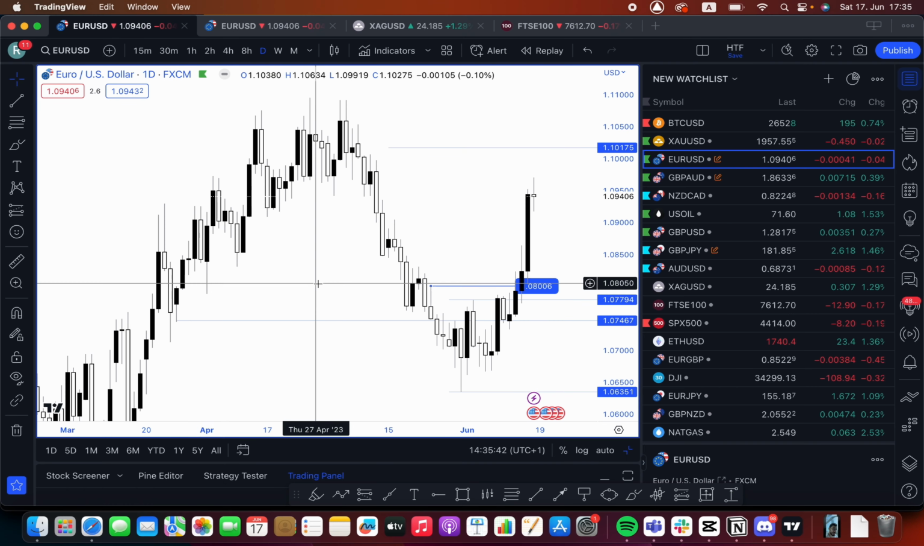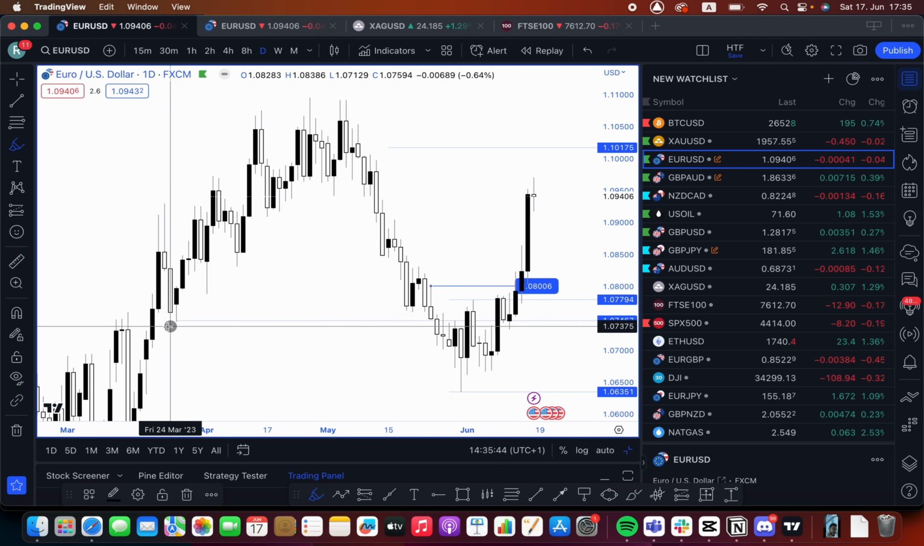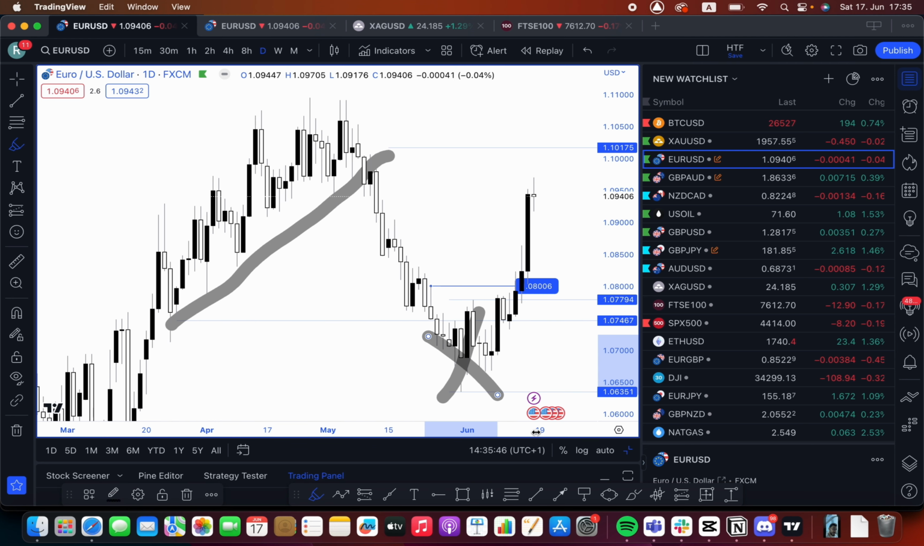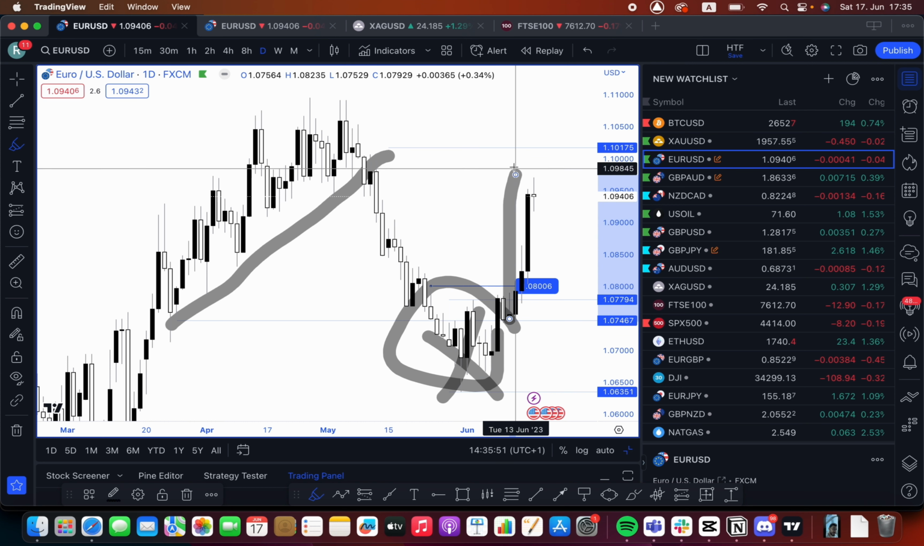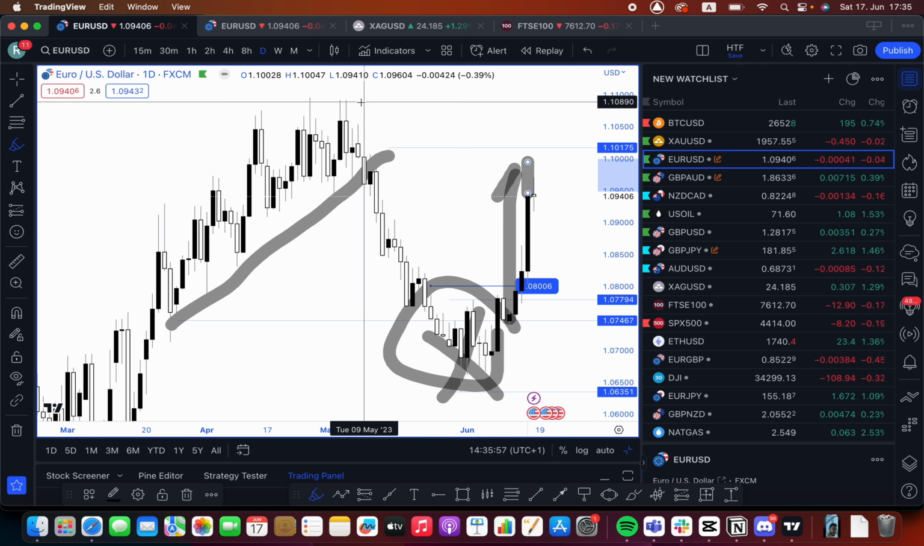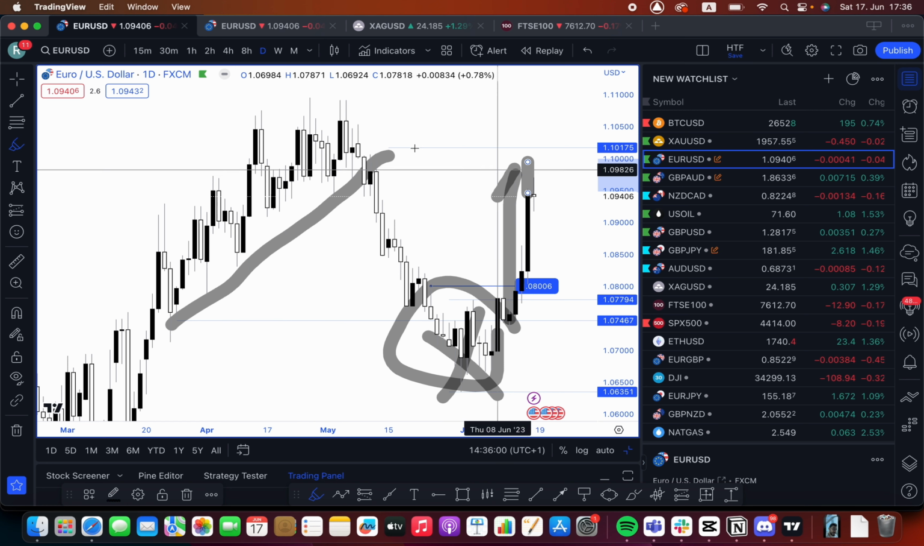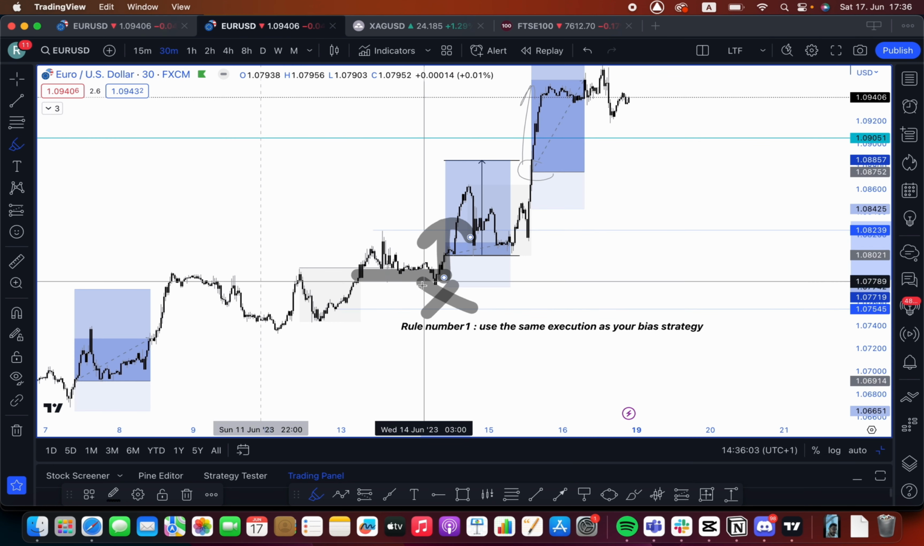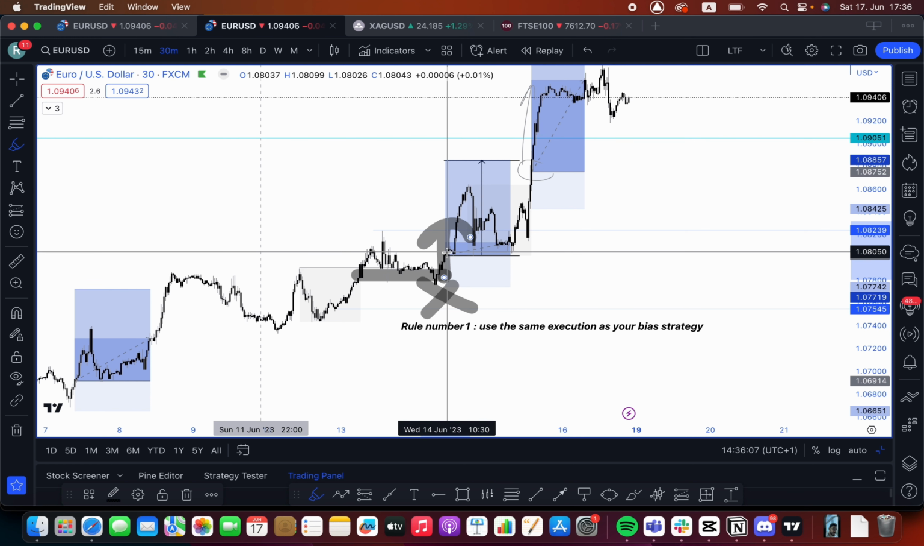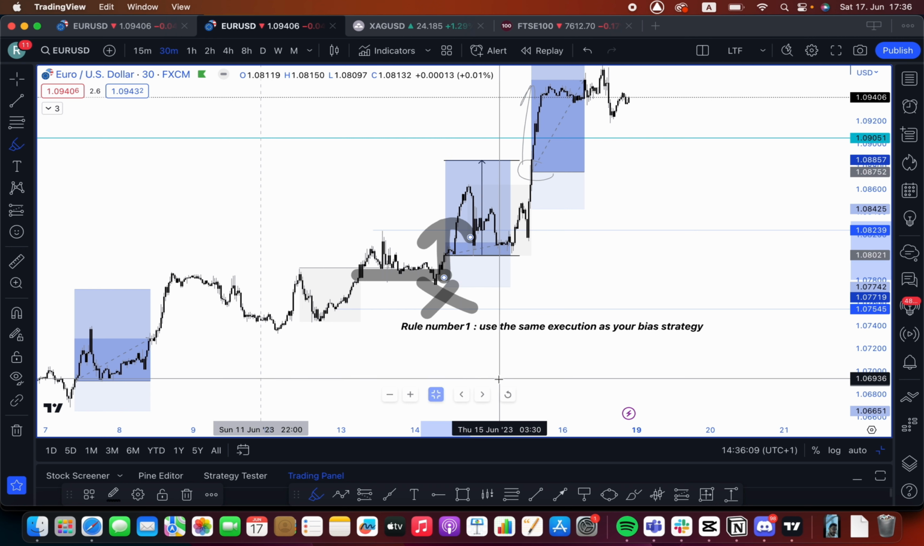How did I determine my theory? In the same manner. The market formed liquidity, took out this liquidity through to the downside, and then after it took it out, I believed that EURUSD is going to push through to the upside. So the same strategy that helped me form my bias, which is liquidity taken, then there is liquidity on the opposite side, and the market is pushing into that liquidity, helped me take my trade right here. Liquidity to the downside, taken, market pushing in the opposite direction, took a trade right here. So rule number one, use the same execution as your bias strategy.